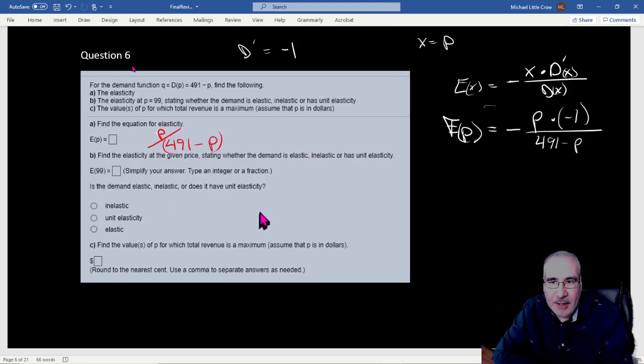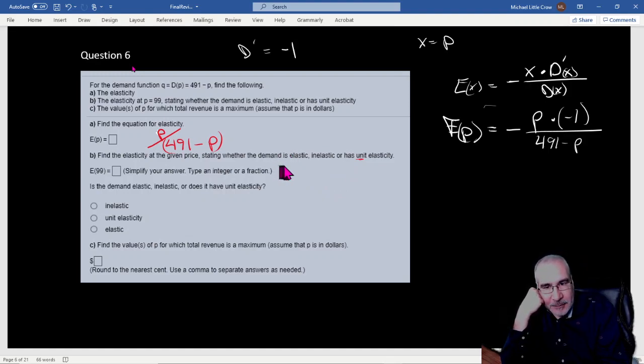Find the elasticity at the given price, stating whether the demand is elastic, inelastic, or has unit elasticity. Unit elasticity means it's equal to 1. Elastic happens when it's greater than 1. Inelastic is when it's less than 1. And unit elastic is when it's equal to 1. Obviously, P can't be equal to 491. If P was 491, we'd have 0 in the denominator.